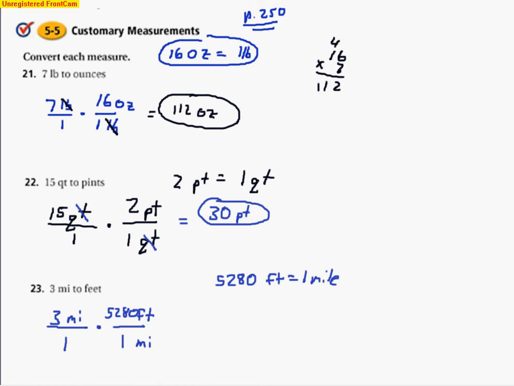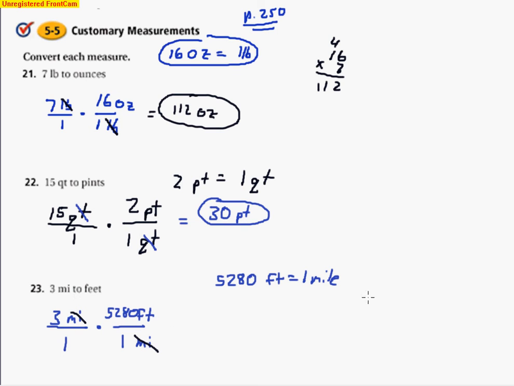And so what we do from that point is, well, we cross-cancel those miles. We wanted those miles to cancel. That's why I wrote the fraction this way. If I wanted to cancel out feet, I'd write the problem the other way. But that's not what I wanted. So here we just multiply.